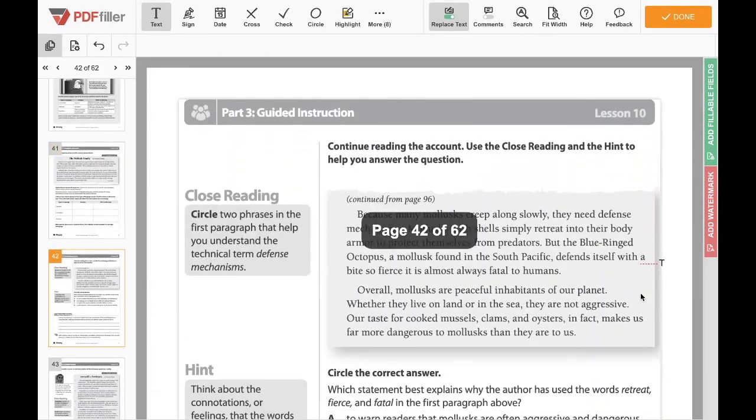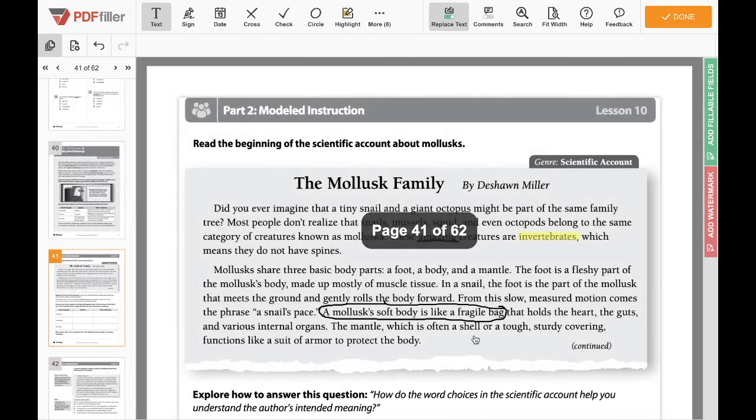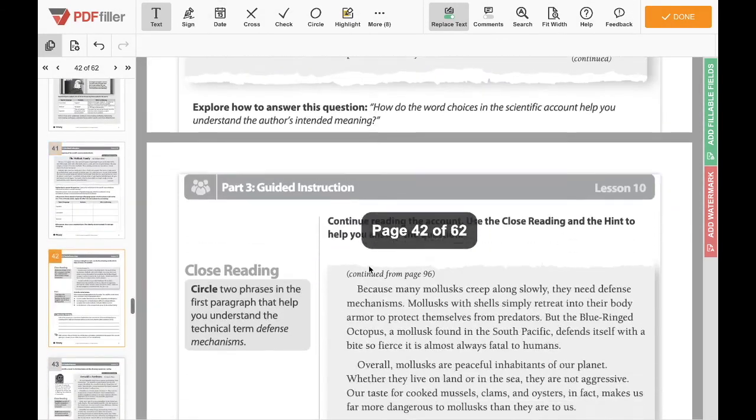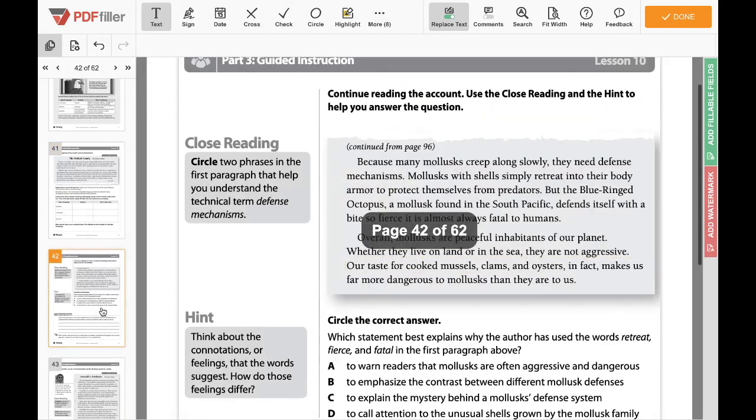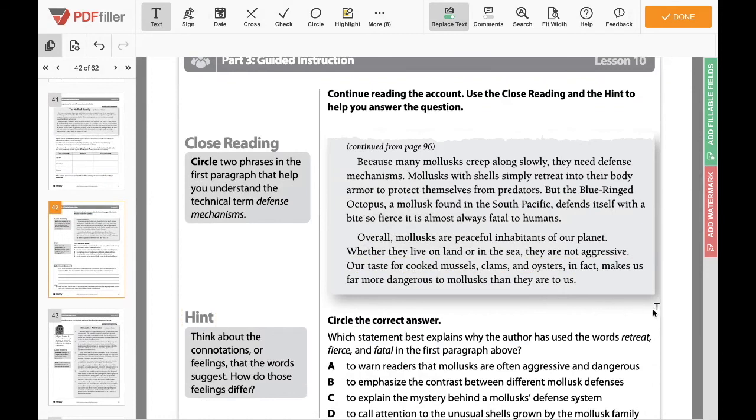So we move on to page 42. This is the last thing, 42. This is the last thing we're going to do together, and then you guys will move on to page 43 and 44 on your own, but we'll do this together really quickly.